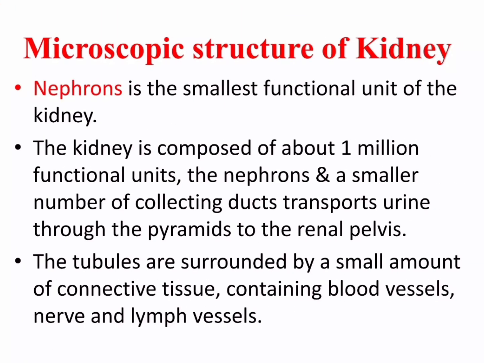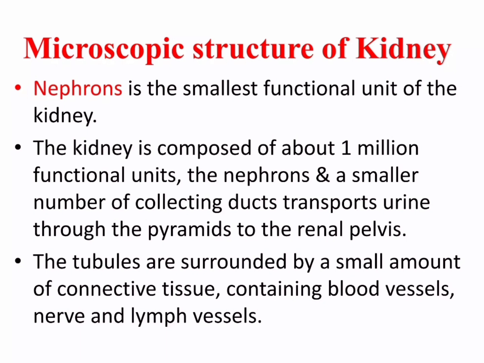This is the microscopic structure of the kidney. When we look microscopically at what is inside the kidney, there are nephrons. They are also called the functional units of the kidney. The kidney is composed of about 1 million functional units, meaning 1 million nephrons are present. There is a smaller number of collecting ducts that will transport the urine through the pyramids to the renal pelvis.